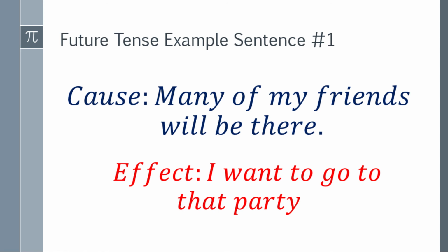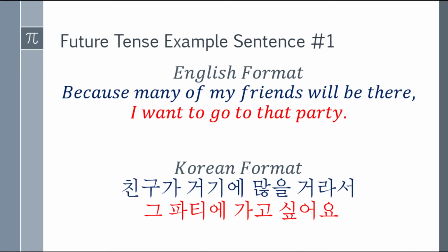Alright, so let's go to the first example. Ang first sentence natin, yung cause natin is, many of my friends will be there. And the effect was, I want to go to that party. So in English format, because many of my friends will be there, I want to go to that party. In Korean format, that will be, 친구가 거기에 많을 거라서 그 파티에 가고 싶어요. Again, ang ginamit nating format dito is 을 거라서.